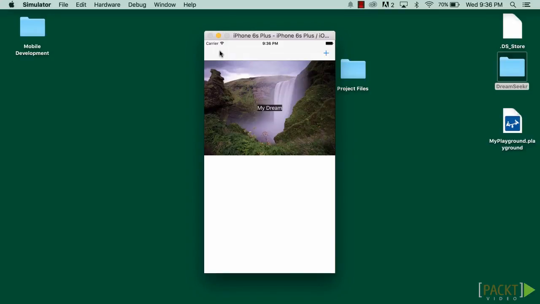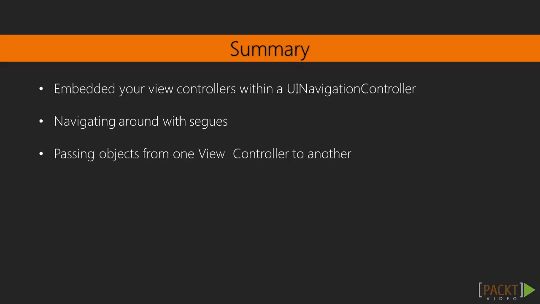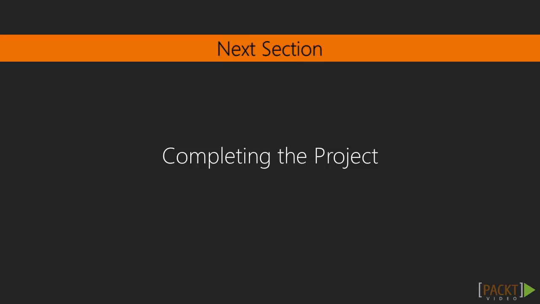And so that brings us to the end of section 6. In this section, we've looked at how we can work with UINavigationController and how we embed our view controllers within it. We can now move around using segues. And finally, we've managed to pass our objects from one view controller to another. In the next section, we're going to look at completing our project.